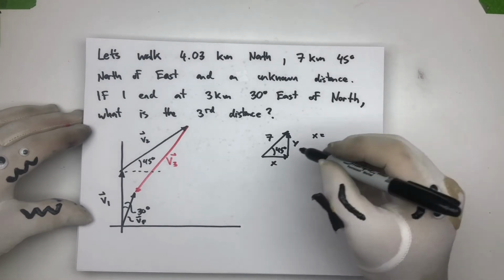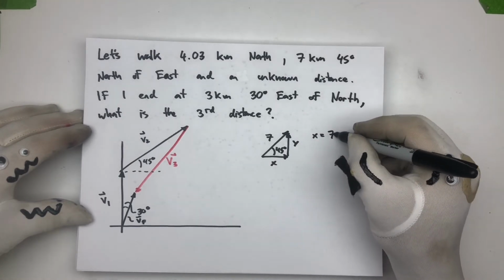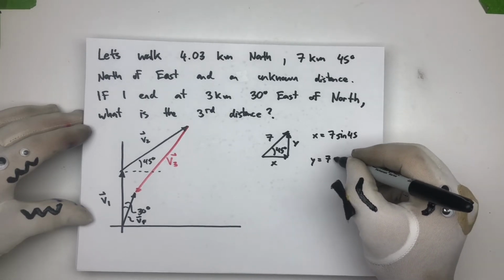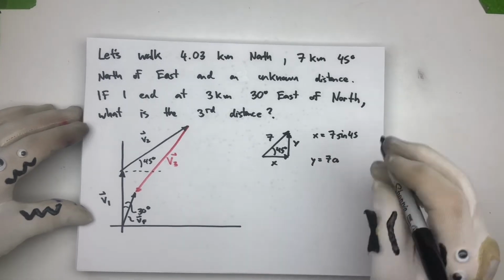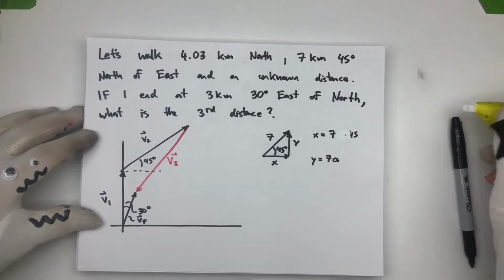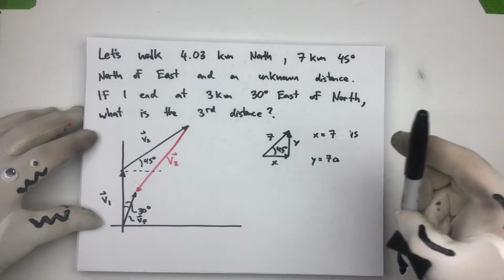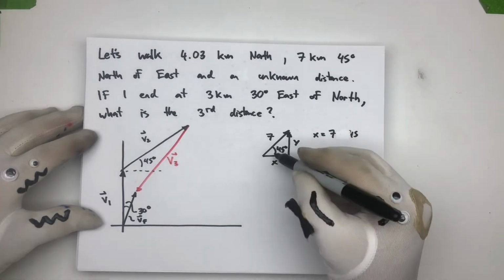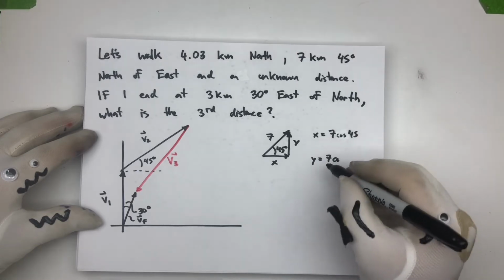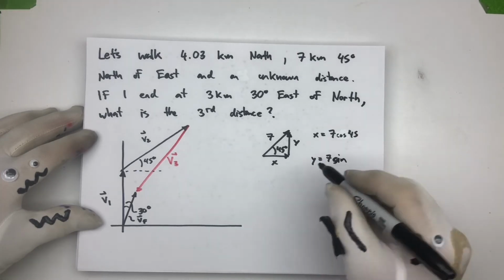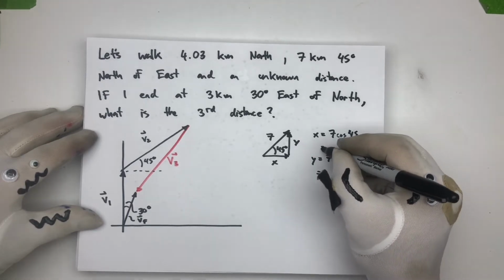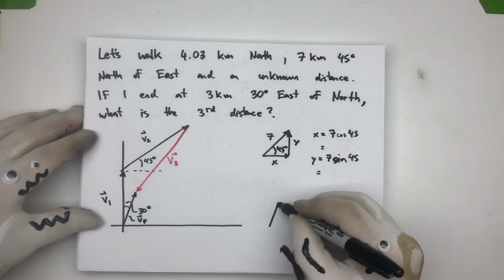So x is equal to, that's going to be the sine, so 7 sine of 45, and y is equal to 7, oh no, that's wrong. Remember, x is on the x-axis. The x is on the adjacent here. So this is cosine of 45, and this one is the sine. Y is the sine. It's the opposite, 45 degrees.